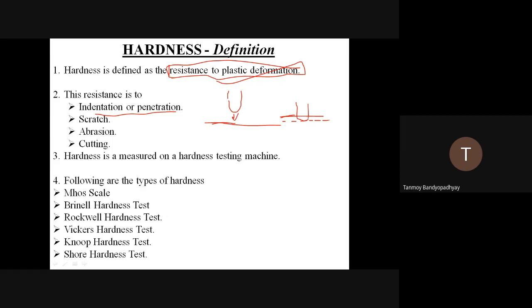Rockwell hardness test, you get the Rockwell hardness number. Vickers hardness test, you get the Vickers hardness number. Knoop hardness test, you get the Knoop hardness number, and so on and so forth. There can be many, like rebound hardness and many other hardness measures. In our syllabus, we will be studying these two only.